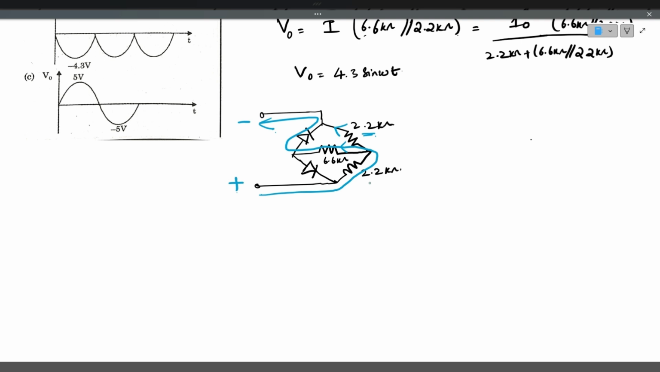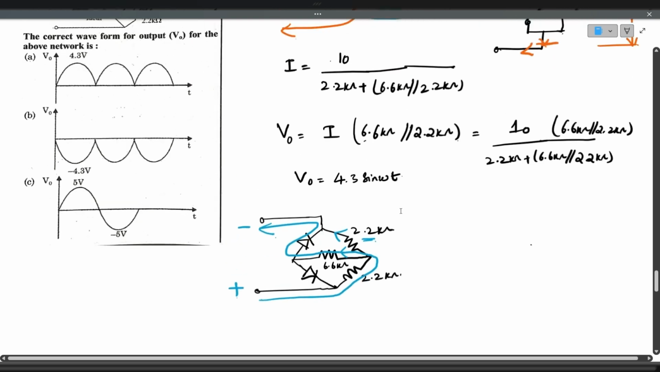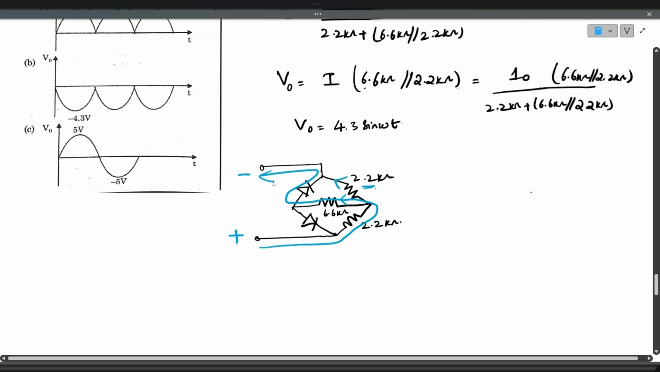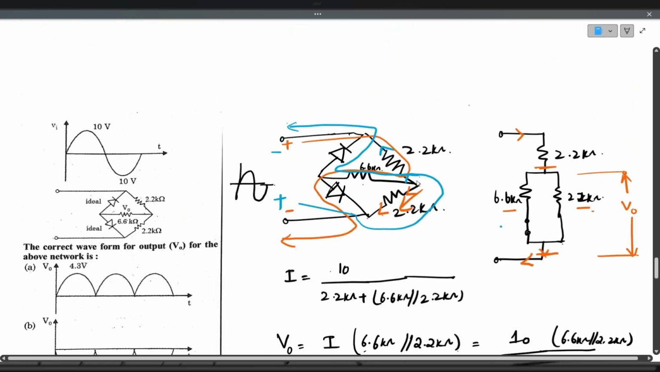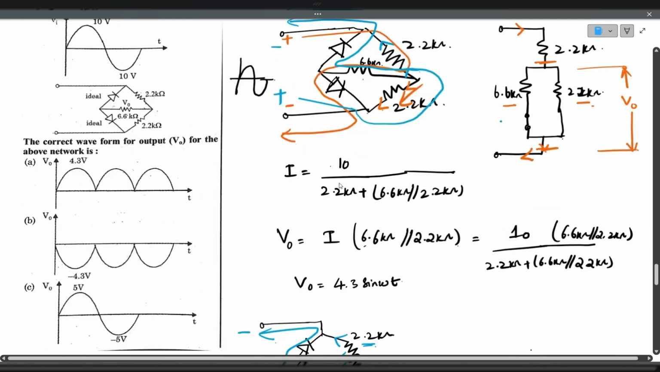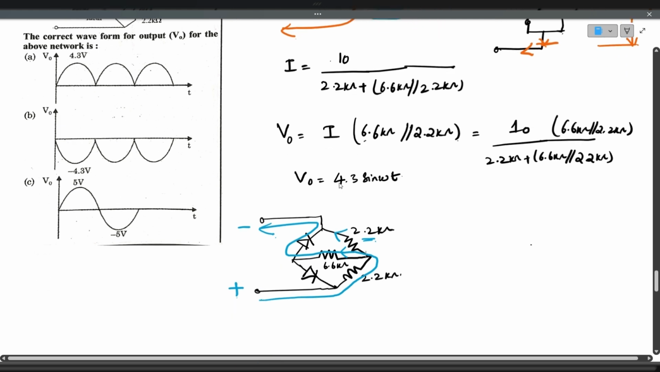So if you observe carefully, during the negative half cycle and during the positive half cycle, the current direction through the 6.6 kilo ohms is same. See here, during negative half cycle, it is going from right to left. Even in the positive half cycle, it is going from right to left. Okay. So there will be only positive waves in the output. There will not be any positive and negative wave. Only positive half cycles will be there.